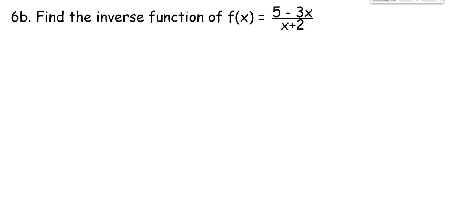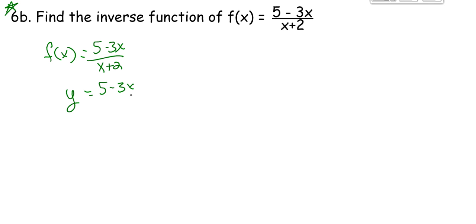Then 6b, if you want to pause this and try to do this yourself, f of x is (5 minus 3x) over (x plus 2). You definitely want to know how to do one like this. And so then we change it into y equals (5 minus 3x) over (x plus 2). And this does have an inverse function. I didn't quite go over that, and I'm not going to take time to do that. Now we interchange the x and y. So we're going to say x equals (5 minus 3y) all over (x plus 2).